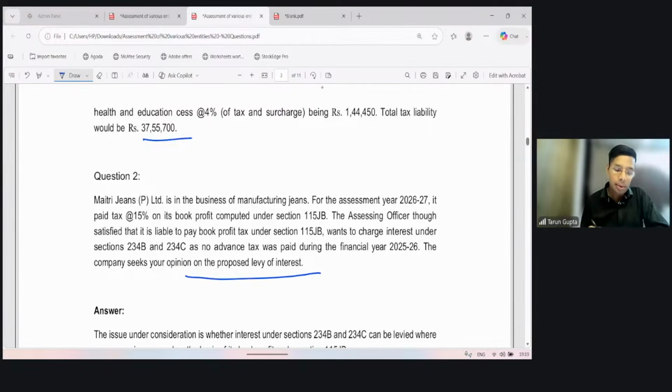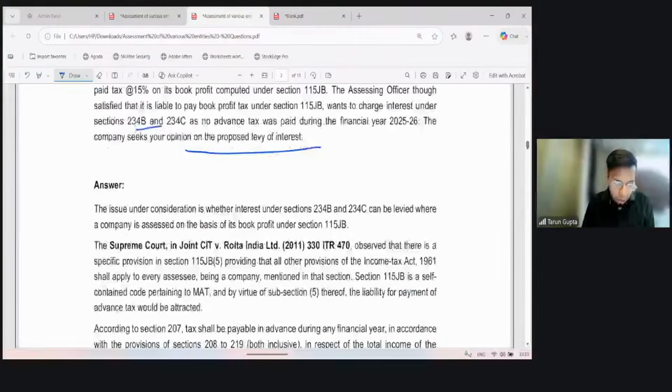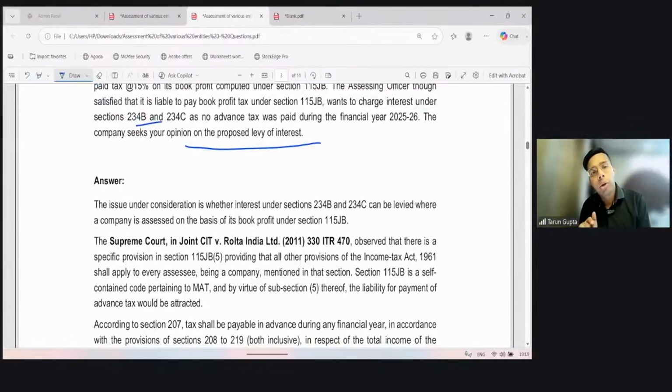But here, as we discussed, even if the company is paying MAT, all other provisions of the Act are applicable. The company is required to pay advance tax, and therefore the AO is correct in his view that if there is a default in payment of advance tax, the company is liable to pay interest under Section 234B and 234C of the Act. So there is a case on this point by the Supreme Court.